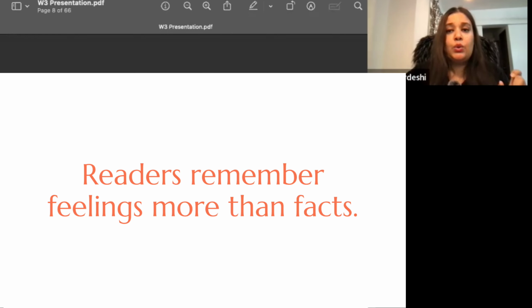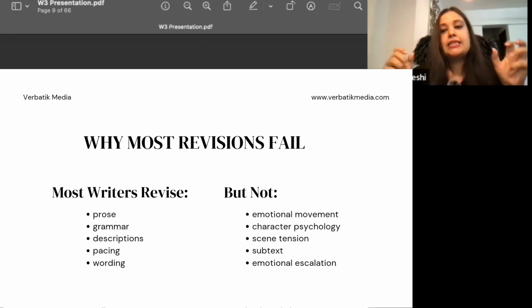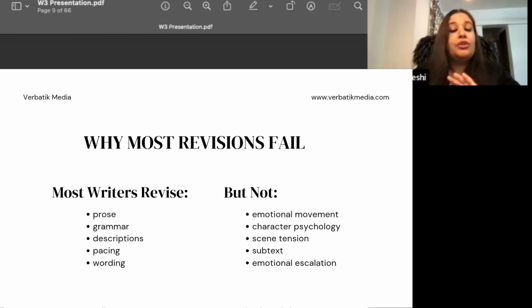Now, let me tell you why most revisions fail. Most writers revise prose, the grammar, descriptions, they work on the pacing or their wording, but they often do not pay any attention to the emotional movement, the character psychology, the tension in the scene, the subtext in the dialogue, and even the entire scene, and then also the emotional escalation. This is one of the reasons many revisions don't actually improve the manuscript.